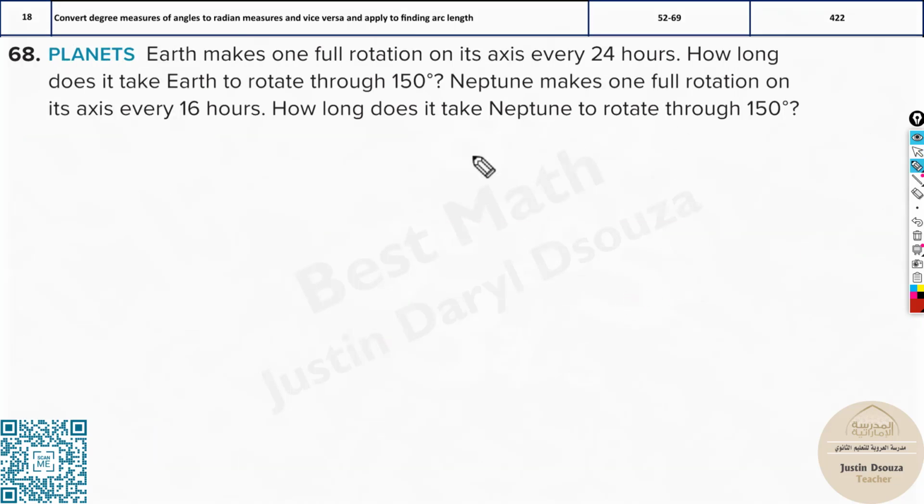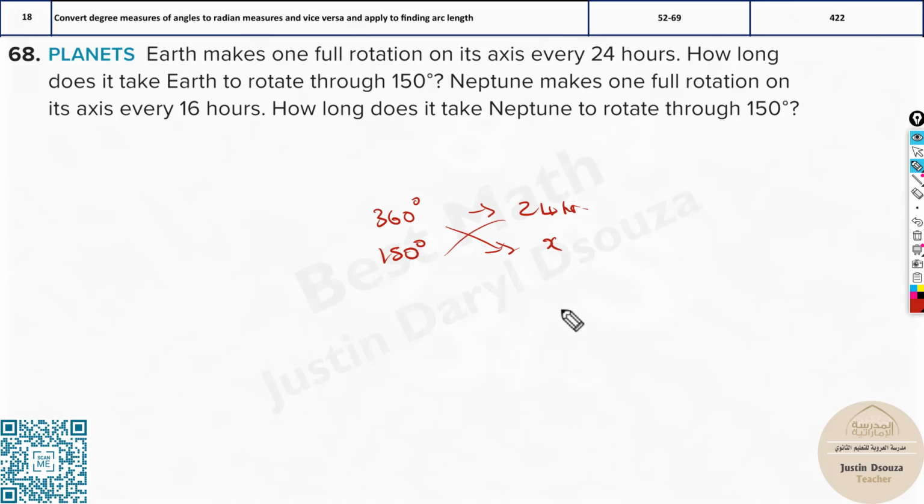Now about planets. Earth makes one full rotation on its axis every 24 hours. Yeah, that's a day for us. How long does it take Earth to rotate 150 degrees? Whenever Earth rotates completely one circle, 360 degrees on its axis, it's one day. But now they're not talking about one whole day, about 150 degrees only. So how many hours? 360 degrees is how many hours? 24 hours. So for 150 degrees, how many, x?